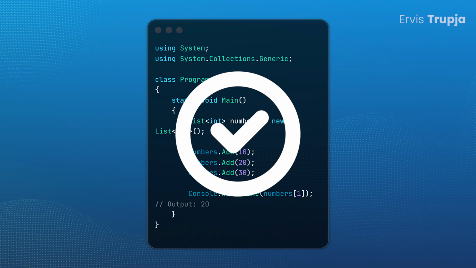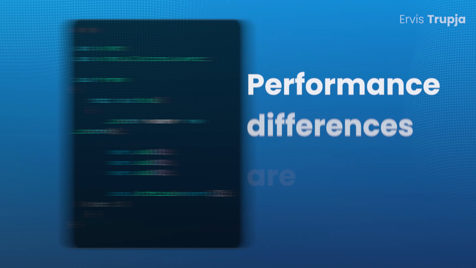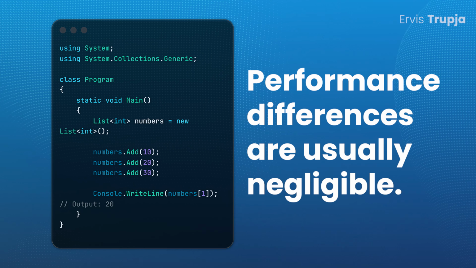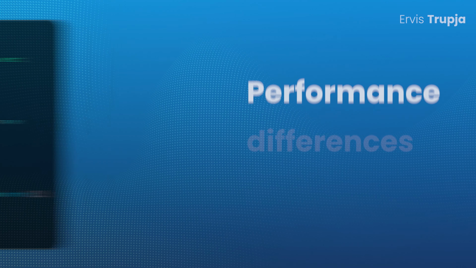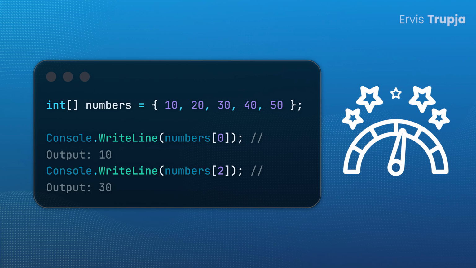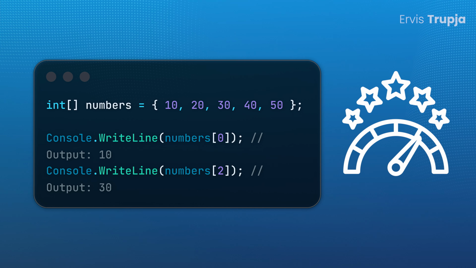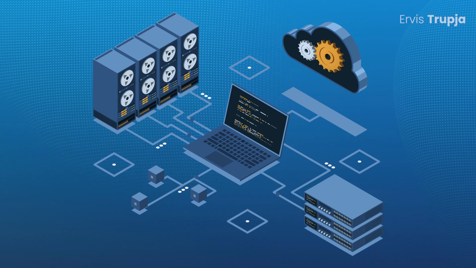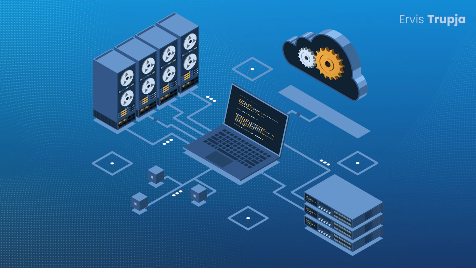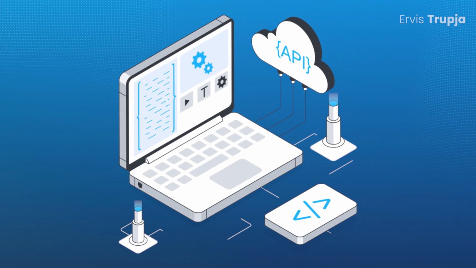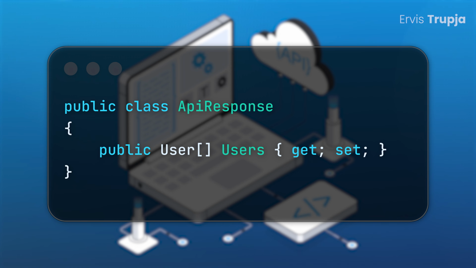more productive. In practice, lists are the go-to choice for most applications because the performance difference is usually negligible for typical workloads. Use arrays only when you need maximum speed in performance-critical code or are working with very large datasets where every byte of memory matters or are interfacing with APIs that specifically require arrays.